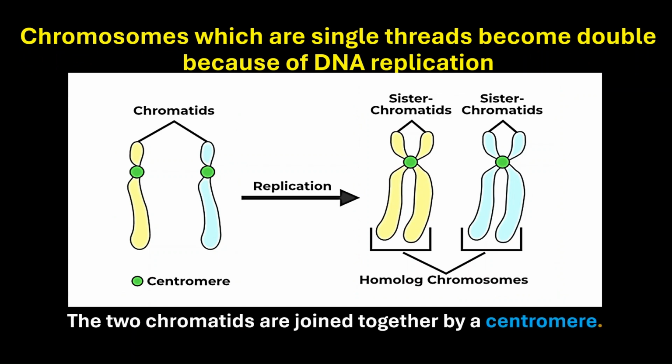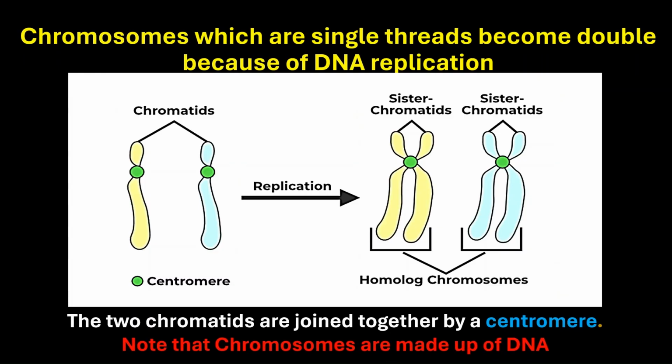And we need to also know that the two chromatids, after DNA replication, are then joined together by a special structure called the centromere. We should also bear in mind that chromosomes are made up of DNA, and from time to time, during cell division, DNA undergoes the process of replication to make identical copies of itself so that they can be shared by the new daughter cells that are formed as a result of cell division.